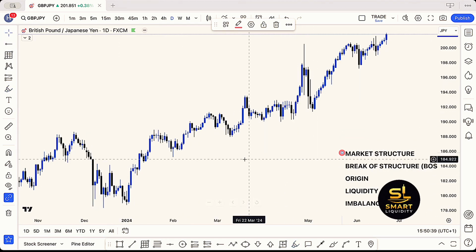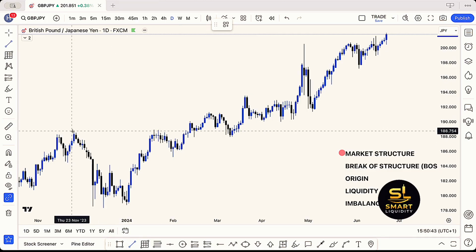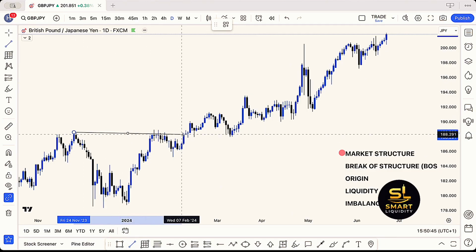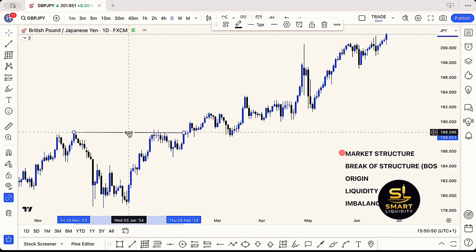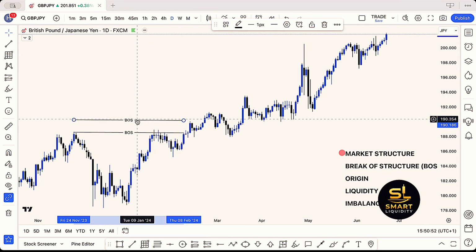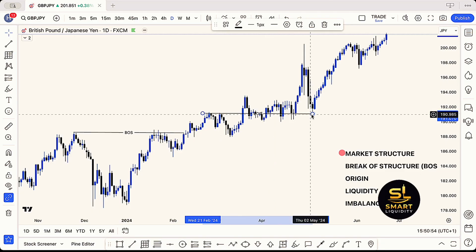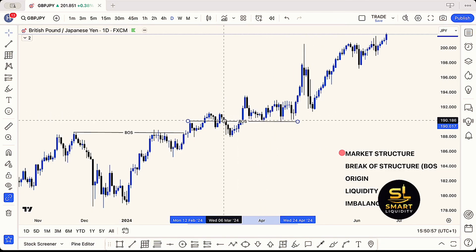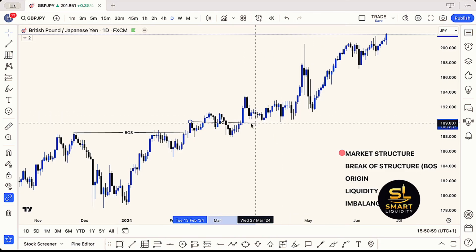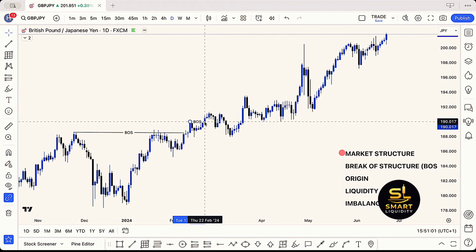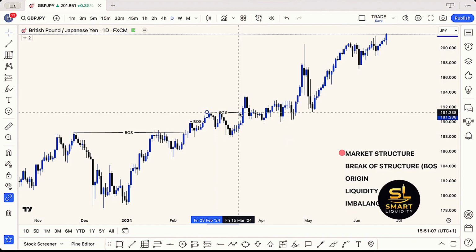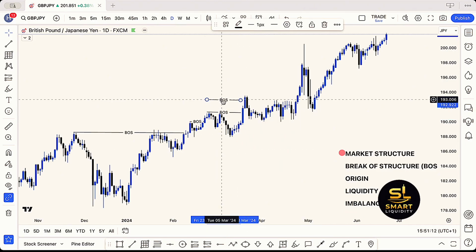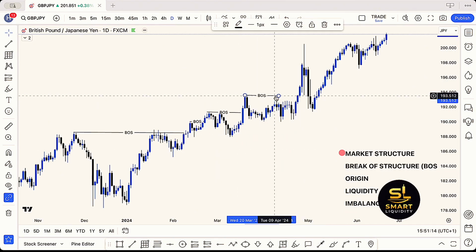If you look at GBP JPY, you will notice that price is breaking structure to the upside. We have this breakout structure to the upside, which is indicating that the market is bullish. This is also a breakout structure, no matter how tiny it is. Once a structure has been taken off, it is a breakout structure. This is also another breakout structure, and this is also a breakout structure.